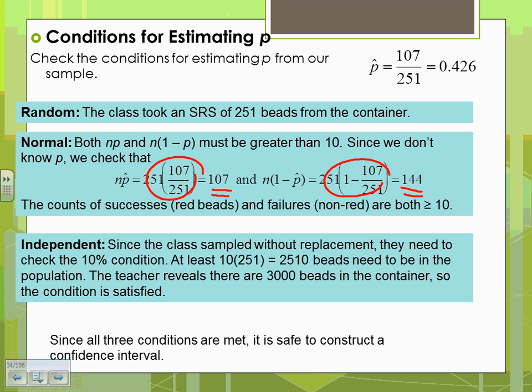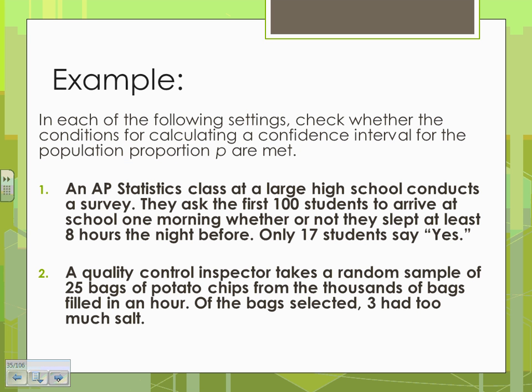And let's see, was it independent? So if there was at least 10 times 251, so if we said that there were at least 2,510 beads in the container, then we'd be okay. The teacher said that there were 3,000 beads. So we're good. Since all 3 conditions are met, we can construct a confidence interval now. So you're still like, gosh, how do we do that? Okay. Well, let's just make sure we get those conditions down.